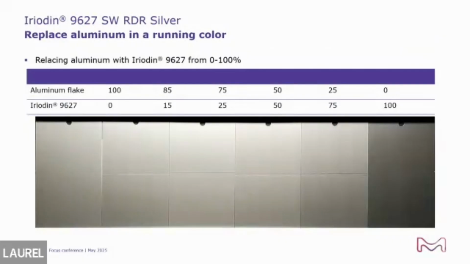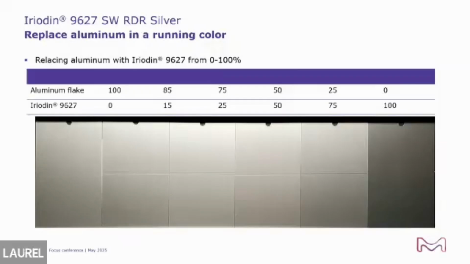So here's the panel. This is the panel you look at 45 degrees. Like you put the panel right here, you look at it. The control is 100% aluminum. Then we replace it with 9627 at 15, 25, 50, 75, 100. This is what the panel looks like.